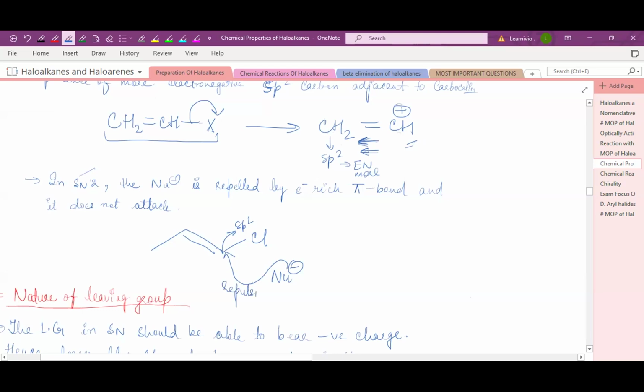Here there will be repulsion. Okay, it will feel repulsion. So it does not attack the electron-rich pi bond. This is an sp2 hybridized carbon and this is again electron rich. When the electron-rich nucleophile tries to approach this carbon, it will feel repulsion, and this nucleophile will not be able to attack this carbon. Clear to everyone?